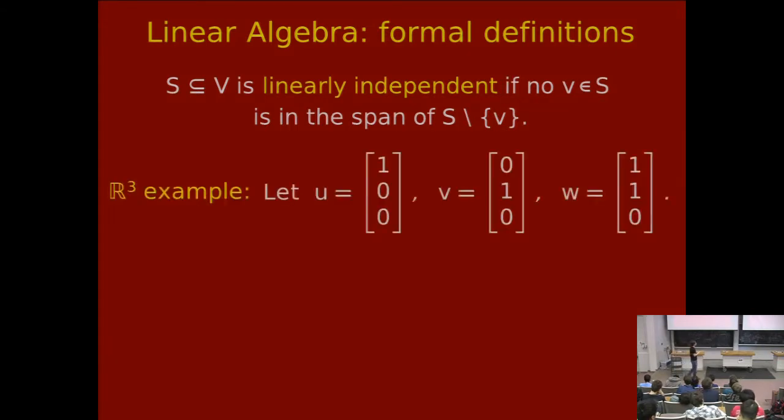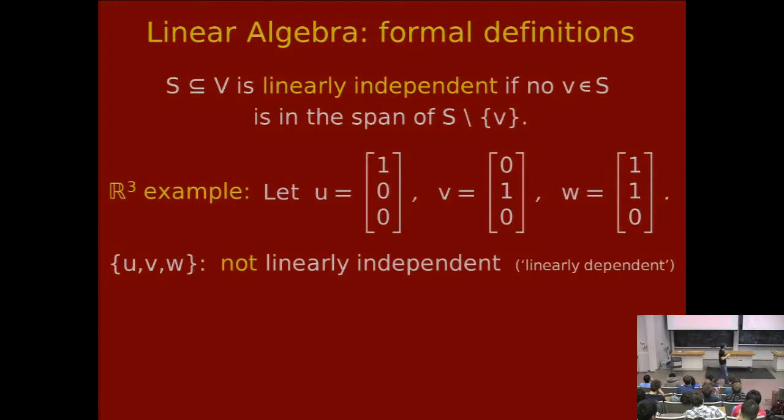So in this example with these three vectors, u, v, and w are not linearly independent. The term for that is linearly dependent. It's because, for example, w is a linear combination of u and v. In fact, w is just the sum of u and v.